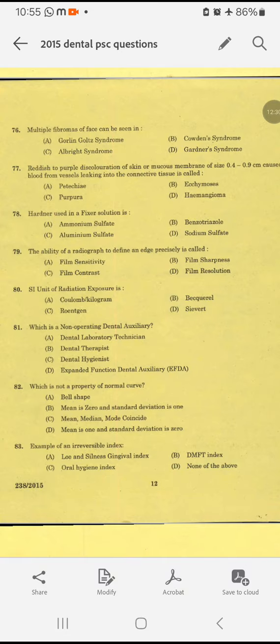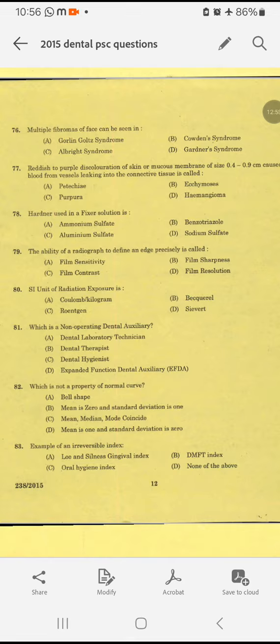Question number 76. Multiple fibromas of the face can be seen in which syndrome? Gorlin-Goltz syndrome, Cowden syndrome, Albright syndrome or Gardner syndrome. Multiple fibromas of the face can be seen in option B, Cowden syndrome.